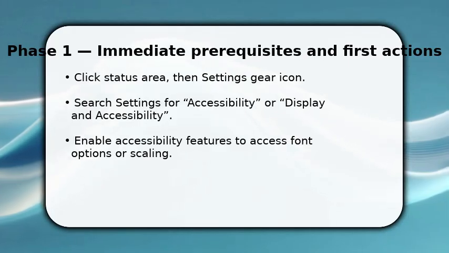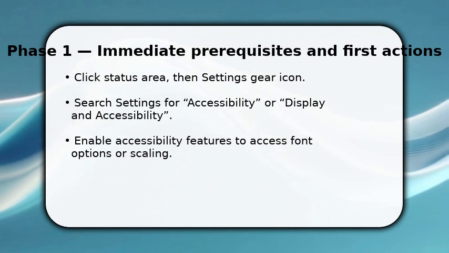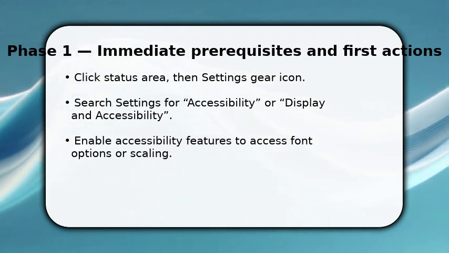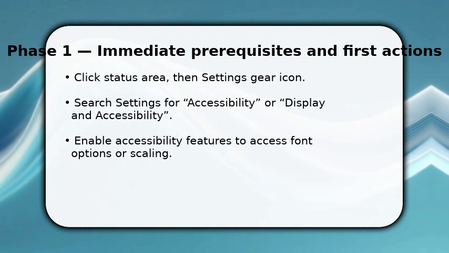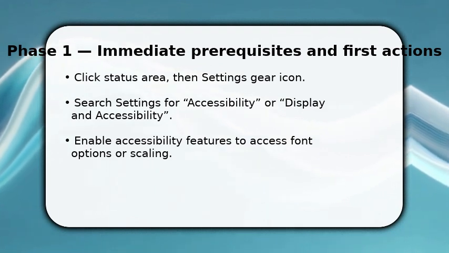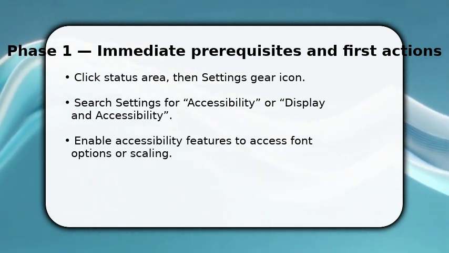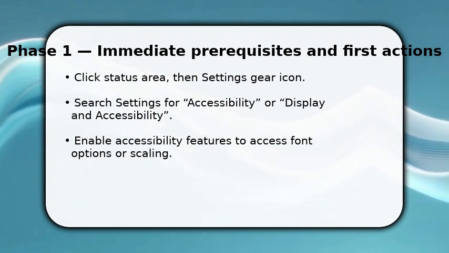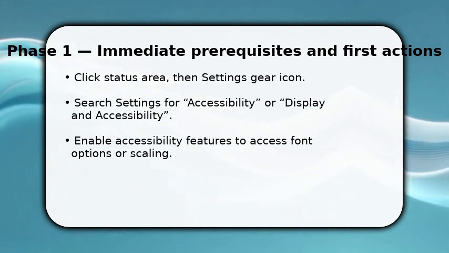You start by opening settings immediately. Click the status area in the lower right, then tap the settings gear. Once done, type accessibility into the settings search to find display controls faster. You do this because font controls often live under accessibility or display sections.